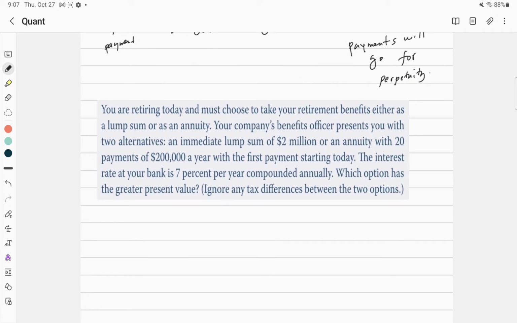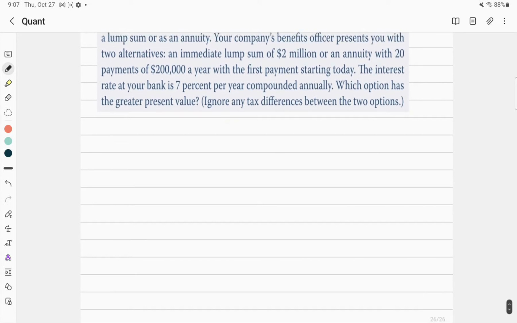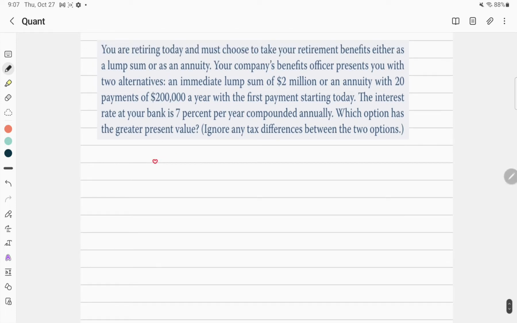So you're retiring today, and you must choose to take your retirement benefits either as a lump sum or as an annuity. An annuity is a series of cash flows occurring at certain periods, and the opposite of that would be receiving the whole cash flow at the same time, that payment as a lump sum. So this is a retirement problem, and the problem is deciding whether to take your retirement money as a lump sum versus as an annuity.